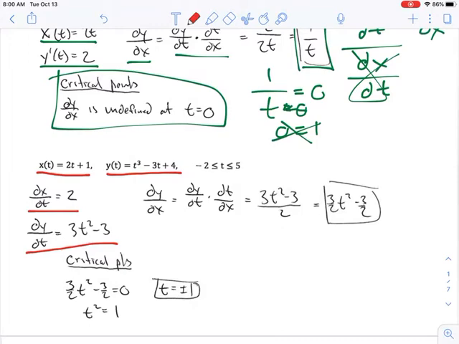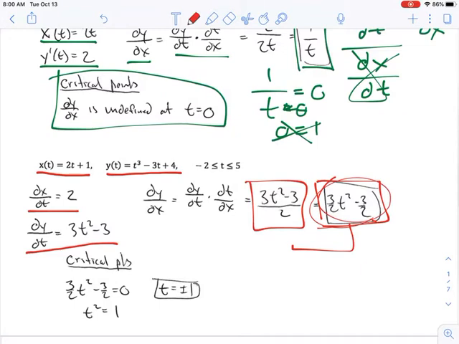And so we have dy/dt times dt/dx, which is the same thing as dividing. So we're basically dividing them. And we end up with this. And then I like to write that in this form, but either form would be acceptable. I just find this form a little bit easier to work with.